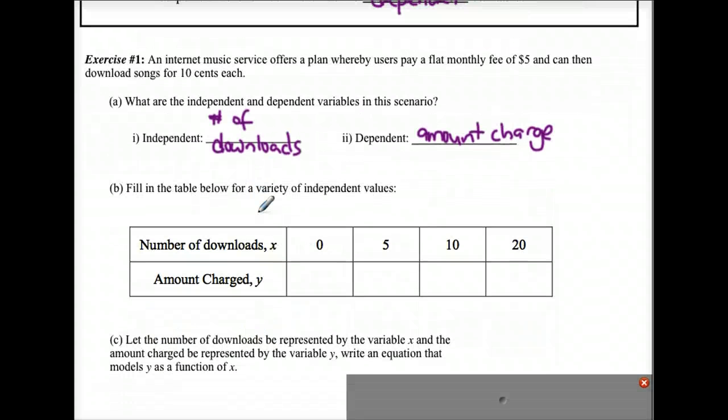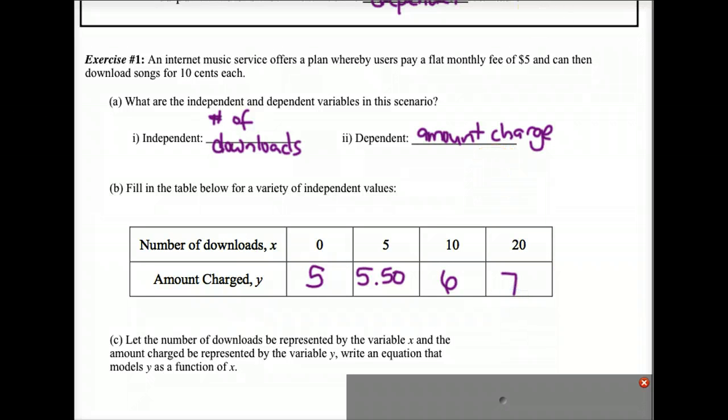B, fill in the table for a variety of independent values. So, if I don't download any songs, I still have to pay that $5. If I download 5 songs, I know it's 10 cents each, that's 50 cents, plus this $5 that I had, it will be $5.50. 10 songs are going to cost me $1, plus the $5 that I had to pay up front, which is $6. 20 songs are going to cost me $2, plus that $5 that I had to pay, which is $7.